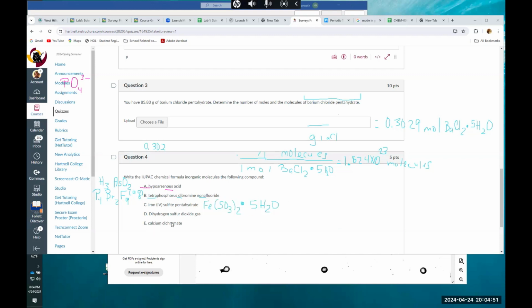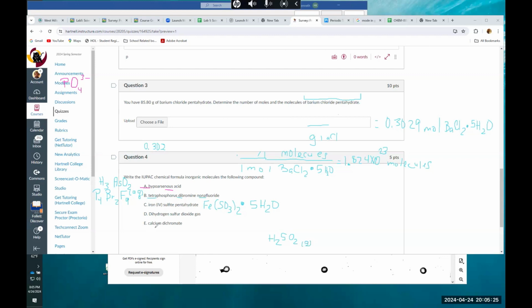Okay, what about D? It would be similar to B, but we just have to put the G for gas. So we're going to have to put H2 SO2. My S looks like a 5, I apologize. And a G for gas.